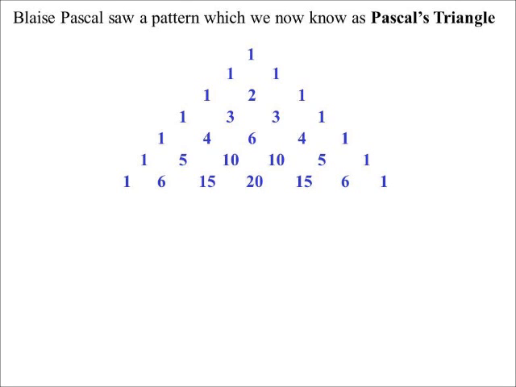All right, there it is. Here's the triangle. 1. 1, 1. 1, 2, 1. 1, 3, 3, 1. 1, 4, 6, 4, 1. See the pattern emerging? 1, 5, 10, 10, 5, 1. That's a nice row, by the way. 1, 6, 15, 20, 15, 6, 1. Then, of course, you can keep going.